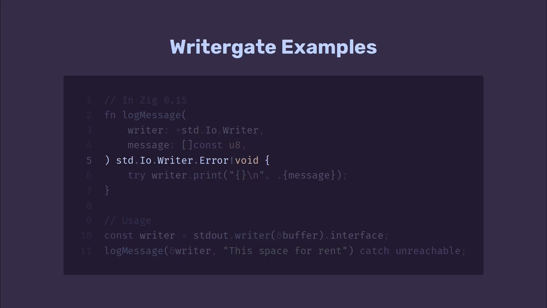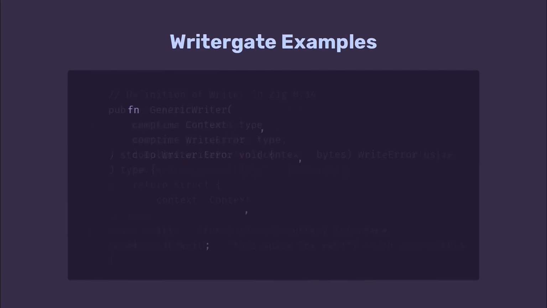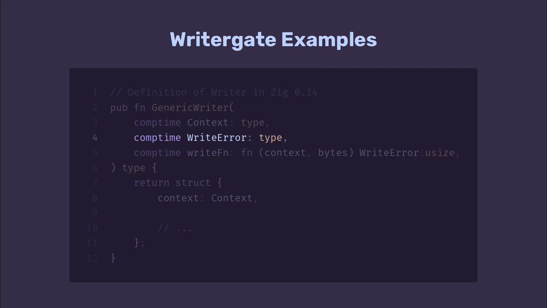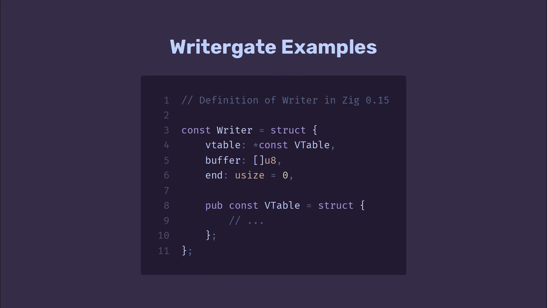This is all possible due to a change in the interface definition. Before 0.15, it was a pretty complex generic struct with dependencies on the error type, write function, and a context, which is a way for the writer to abstract over the type it's getting included to. Compare with the new interface essentially being a vtable with just a little bit of extra stuff.